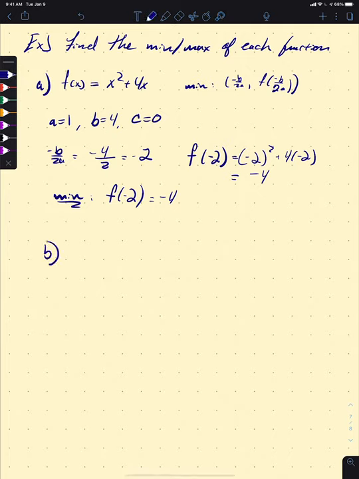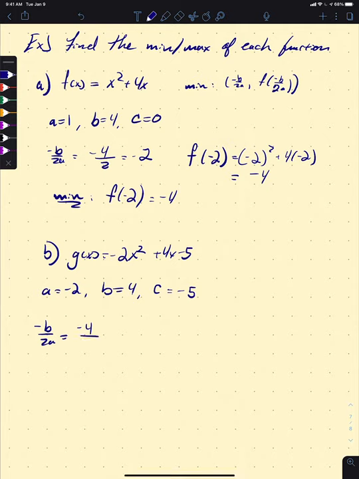Let's do one more of these. Let's say g of x is minus 2x squared plus 4x minus 5. Identifying, we have a is negative 2, b is 4, c is negative 5. So our negative b over 2a looks like it's going to be negative 4 over 2 times negative 2, which is just going to be 1. And then f of 1 looks like it's going to be negative 2 plus 4 minus 5, which looks to me like it's going to come out to be negative 3. So my maximum, and remember we're looking for a maximum here because negative 2 is less than 0, is going to occur at 1 and be equal to negative 3.